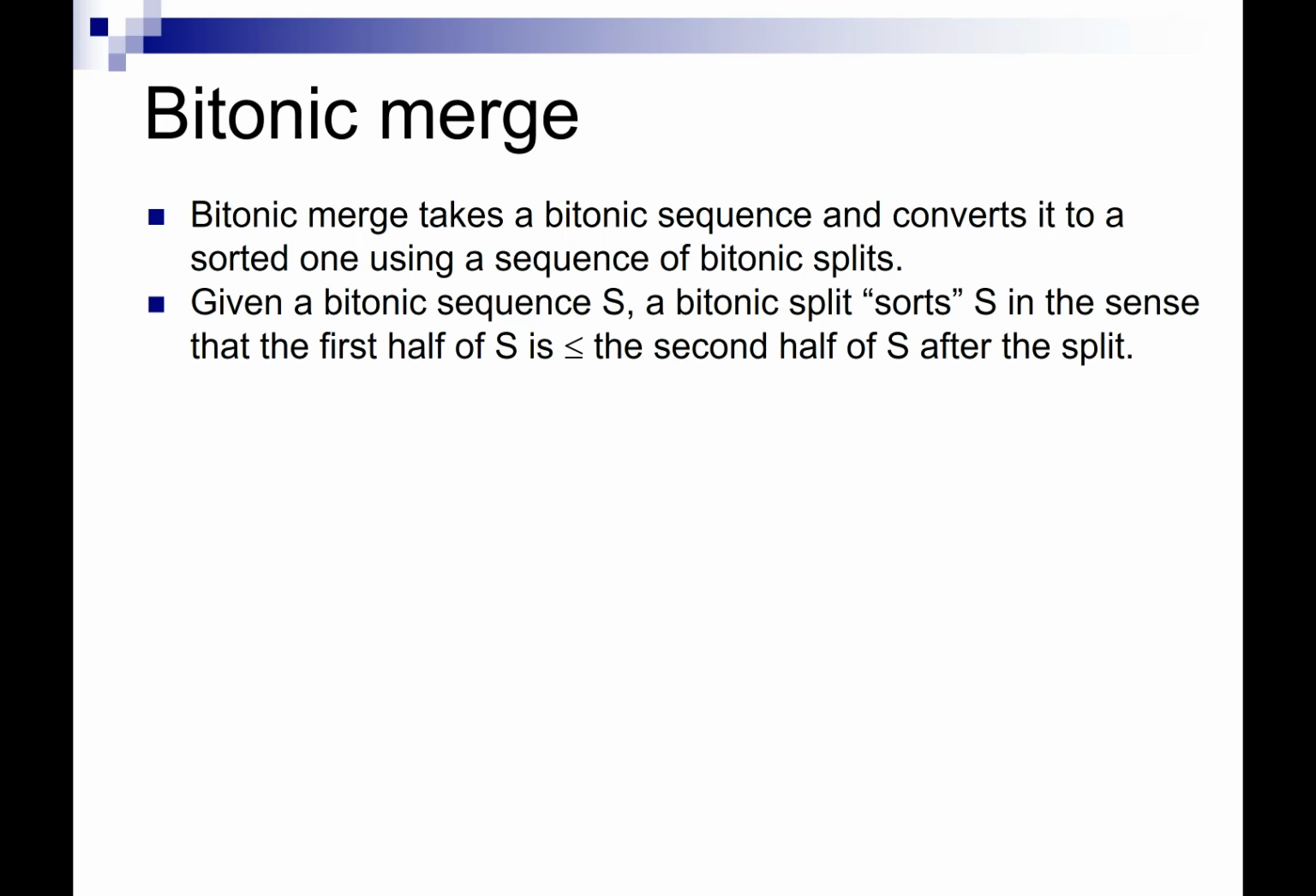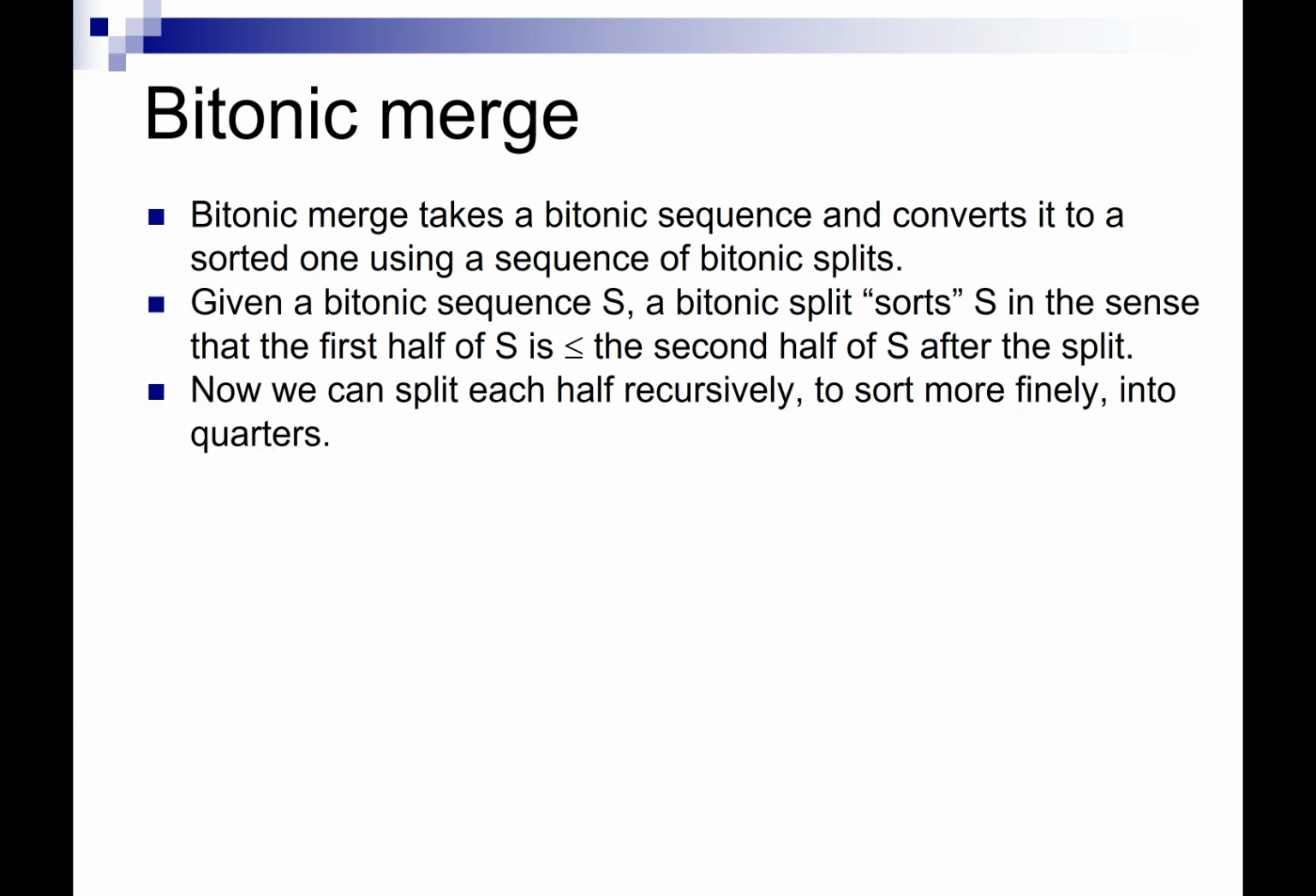And you can see that this is kind of a sorting of S. Because now you've taken this bitonic sequence S and split it into two parts consisting of the smaller half and the larger half. Each of these halves is maybe not sorted, but at least you've sort of sorted the two halves. The left half is completely less than the right half.